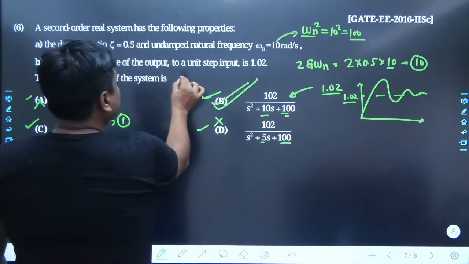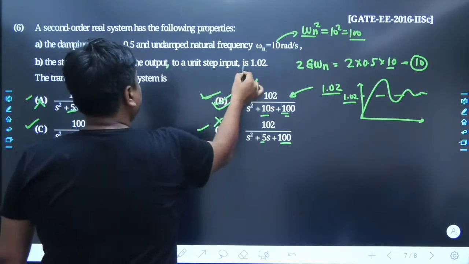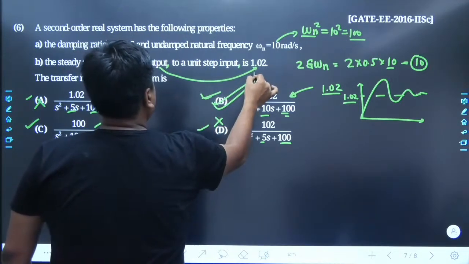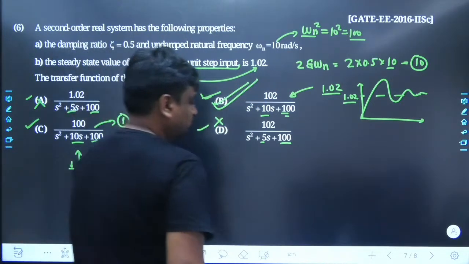The output to a unit step input. Here the comma is being used. That means this was supposed to be the output for the unit step input. Okay, so B is the only correct answer.